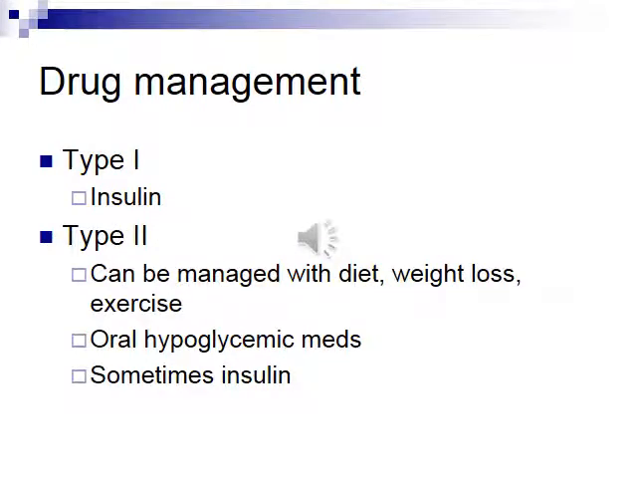So your drug management for type 1, again, is going to be insulin, because they're the insulin-dependent type. With type 2, ideally, if it can be managed with diet, weight loss, and exercise, that's at least the initial approach, as long as the person isn't that poorly controlled. They also will take oral hypoglycemic meds and sometimes insulin. But remember, with type 2 diabetes, usually it's not so much that they don't produce insulin; in some instances they actually produce a lot of insulin. Their body just doesn't know how to utilize it.